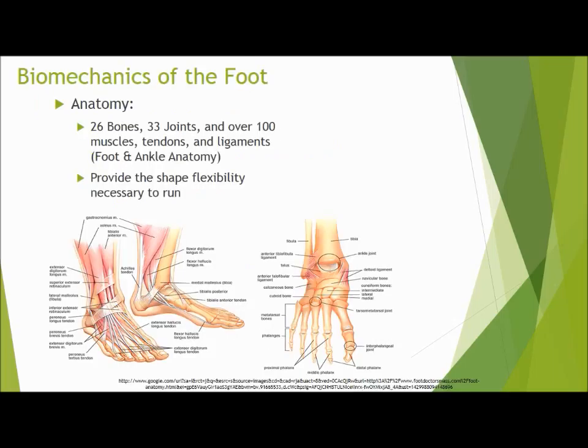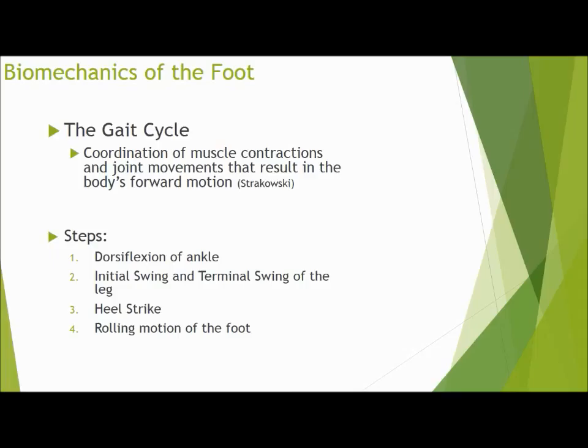The anatomy of the foot is extremely complex, considering that it is composed of 26 bones, 33 joints, and over 100 muscles, tendons, and ligaments that help provide the shape and flexibility necessary to run. The process of running involves the coordination of muscle contractions and joint movements, referred to as the gait cycle. This cycle is initiated by the dorsiflexion of the ankle, causing forward motion that leads to the initial or backward swing of the leg, followed by the terminal swing. Then the heel strikes the ground and the foot executes a rolling motion on the ground. At that point, the cycle is repeated for each stride the runner takes.